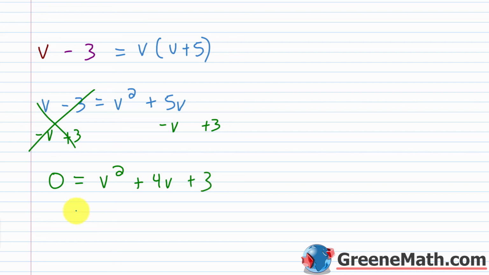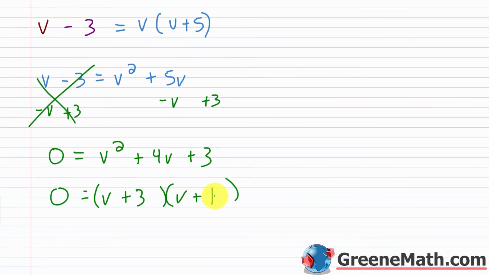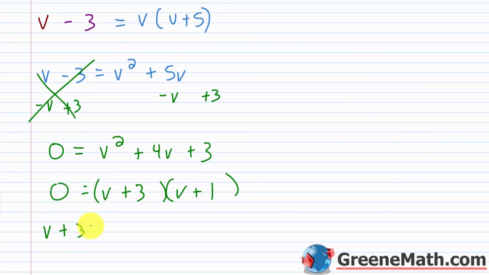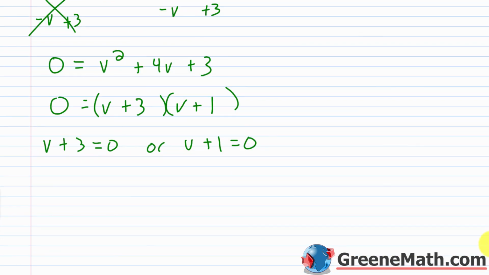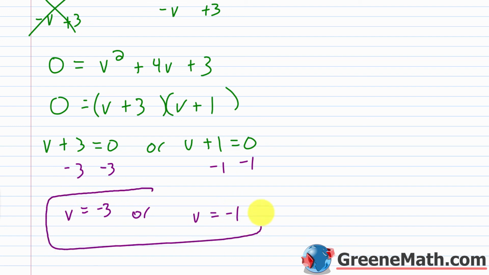So this is going to factor into what? 2 integers whose sum is 4 and whose product is 3. That's 3 and 1. So I would get that v plus 3 is equal to 0, or v plus 1 is equal to 0. So solving that, I just subtract 3 away from each side here. I get v is equal to negative 3. And then over here, I subtract 1 away. I get v is equal to negative 1. So here are my two proposed solutions.